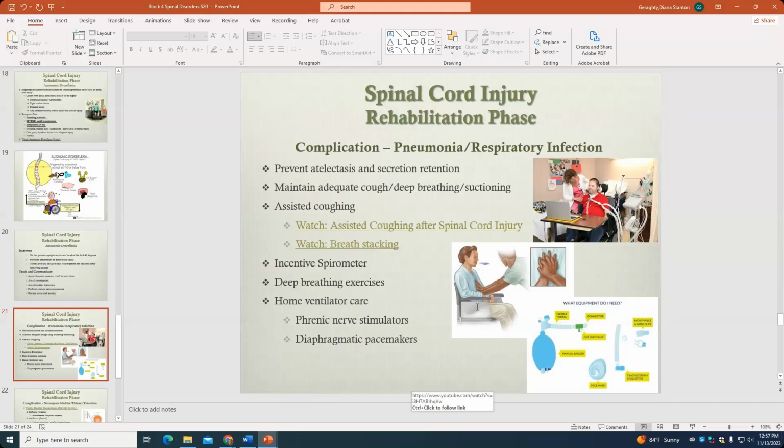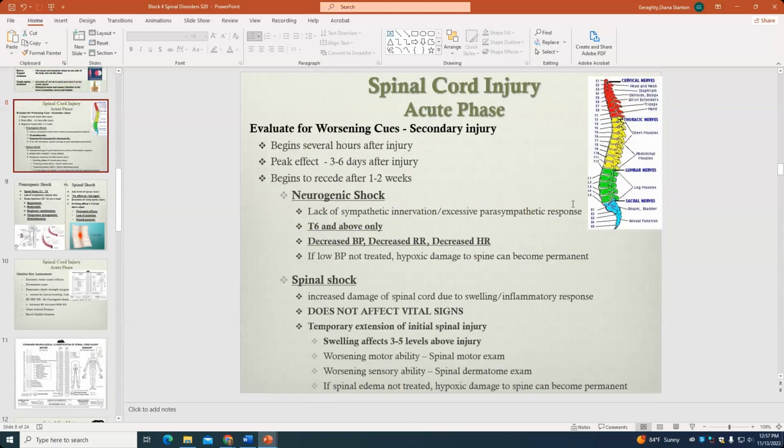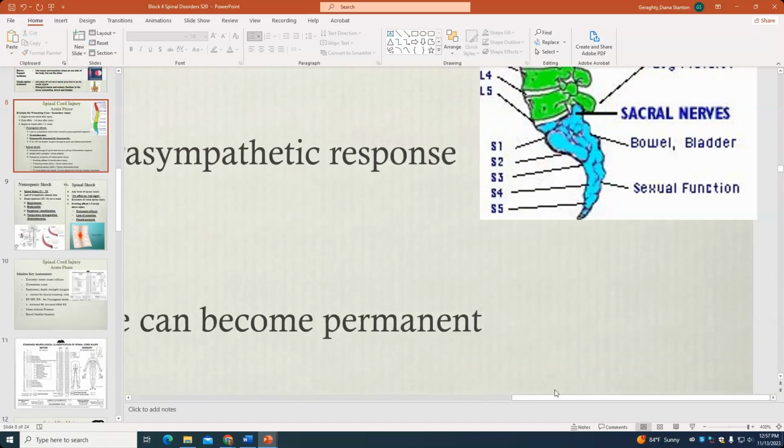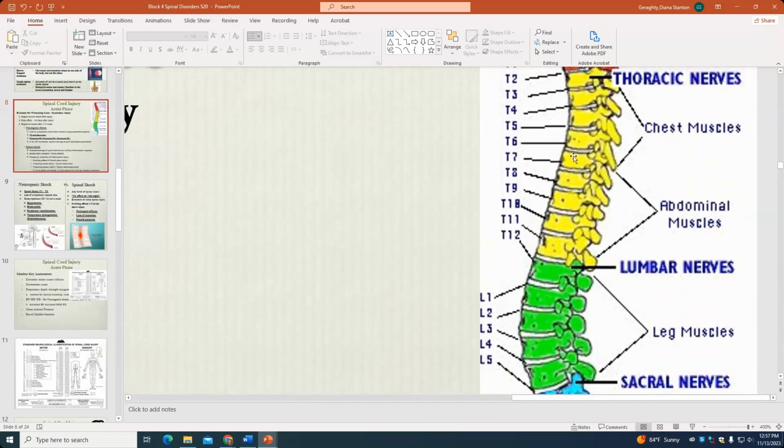Okay, so what were they? Gosh, I don't remember them. T6 and above? No, it's probably T. Anybody with this chest involvement. So what are we at? Chest muscles right around T6, T7.